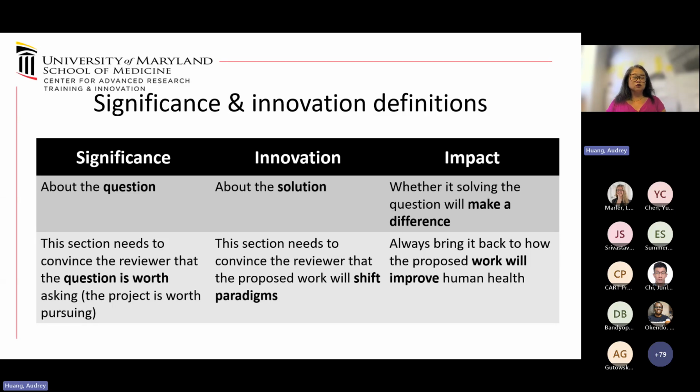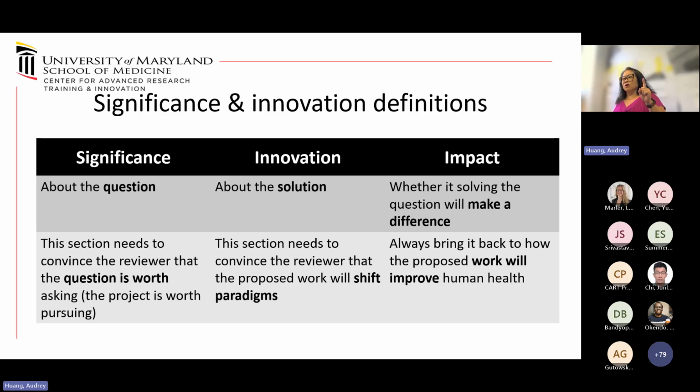Innovation is about the solution. How are you finding the answer? Are you just repeating the same old assays that were developed in 1963? Are you applying tools that have been developed for aerospace engineering in biology? So how you are answering the question, how you are finding that solution, is innovation. The more innovation, the better.